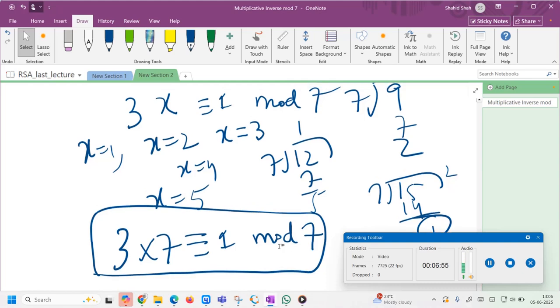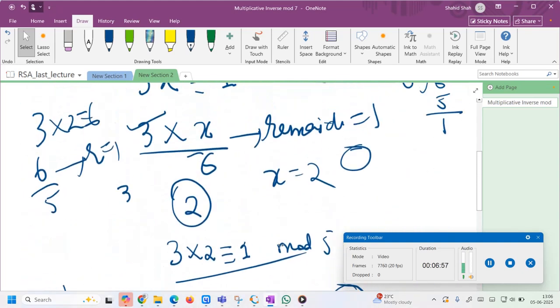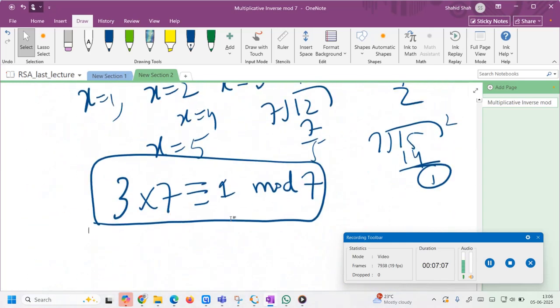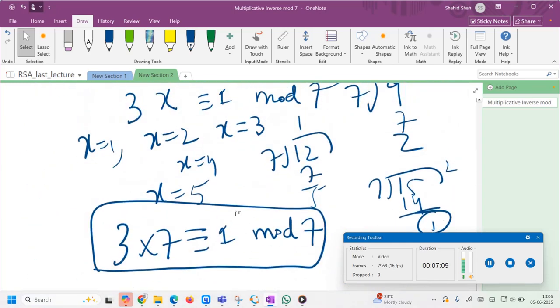of 3 modulo 7. Note one important thing, that the same number 3 has multiplicative inverse 2 when you are in modulo 5, and the same number 3 has multiplicative inverse 5 when you are doing modulo 7.